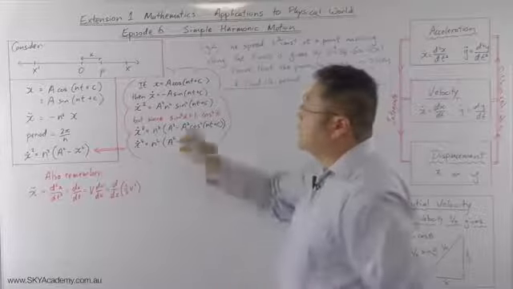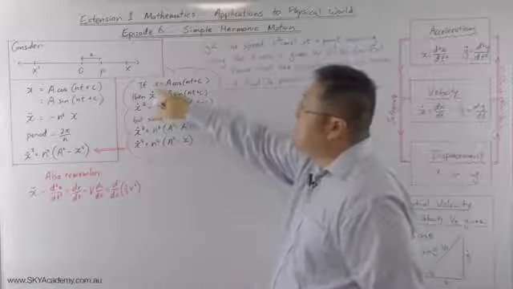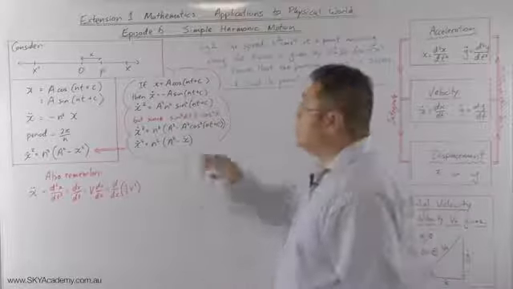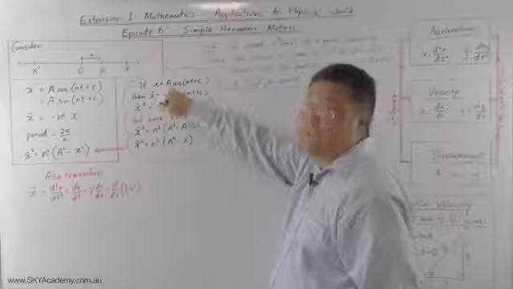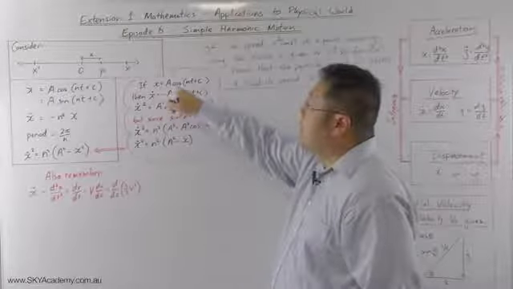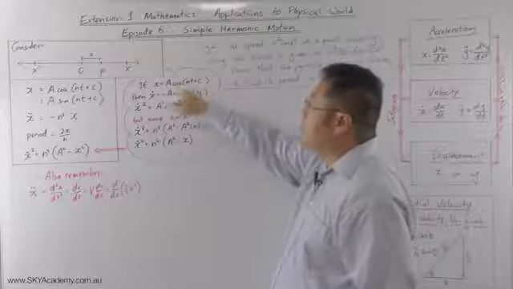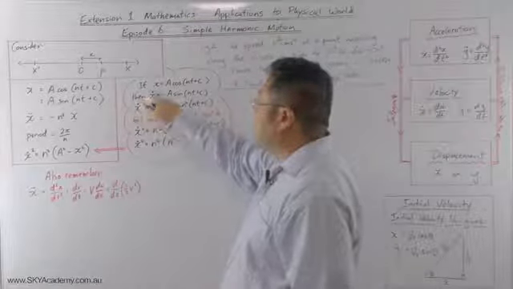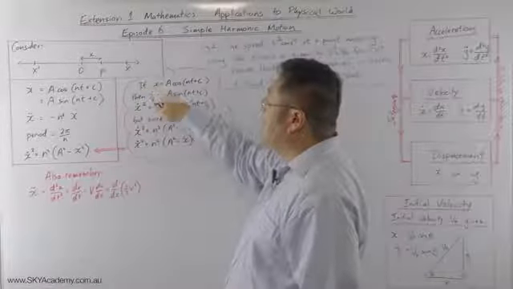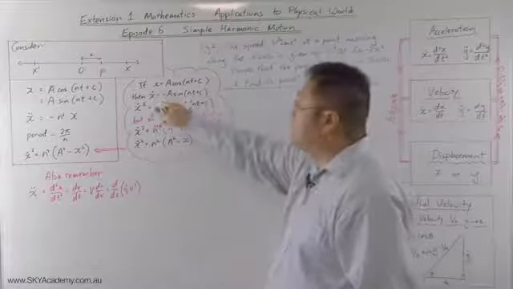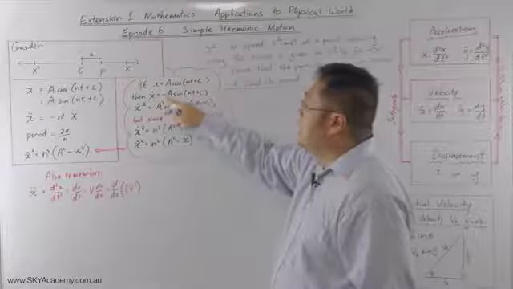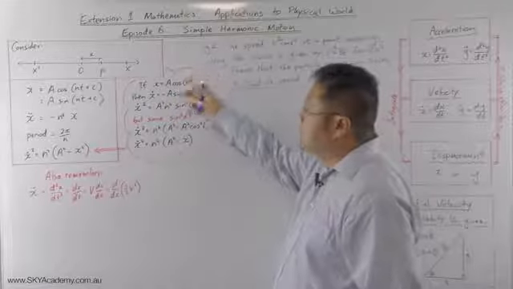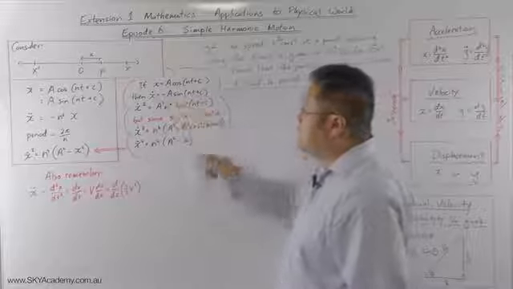So let's have a look at this. We know that in a simple harmonic motion question, you have a trigonometric function. So for this trigonometric function, you've got a, which is your amplitude, times a trig function. Let's say it's a cos function there. Now, the velocity, which is the derivative of your displacement, is equal to negative a sine nt plus c. So in other words, you differentiate to get your velocity.